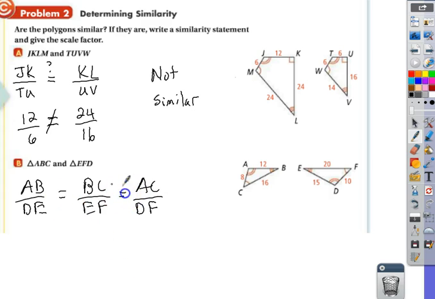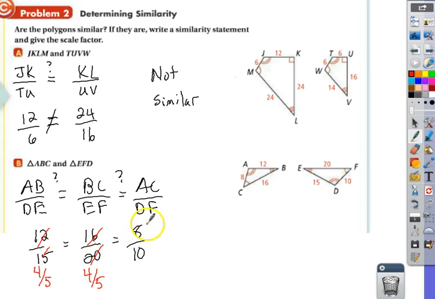So what I've got to do is check and see if all of those are equal. I hope they are. Let's see. 12 over 15 equals 16 over 20 equals 8 over 10. So I would go through and reduce all of these fractions. 3 will go into both of those numbers, so that reduces to 4/5. When I divide these by 4, that reduces to 4/5. When I divide those by 4, that reduces to 4/5.